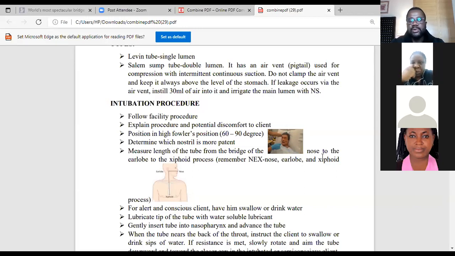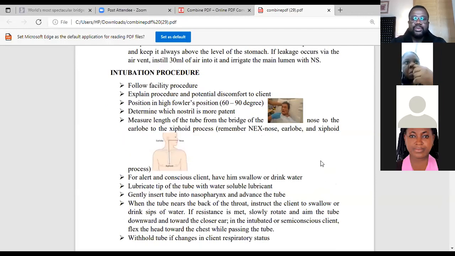High Fowler's means from 60 to 90 degrees. Semi-Fowler's is 30 to 45 degrees. Semi-Fowler's means 30 to 45 degrees. High Fowler's means 60 to 90 degrees. So the patient is like sitting. High Fowler's also means sitting position.